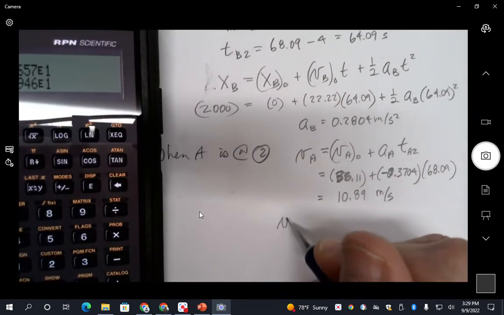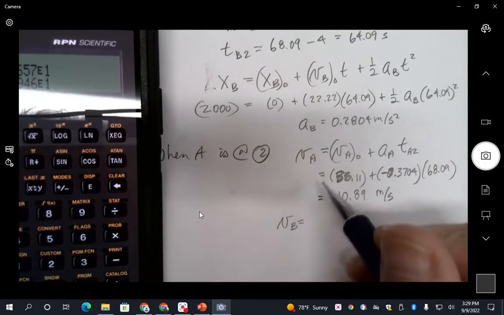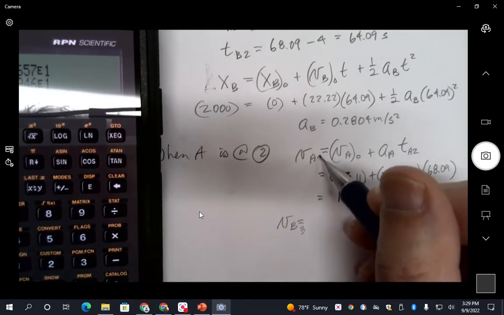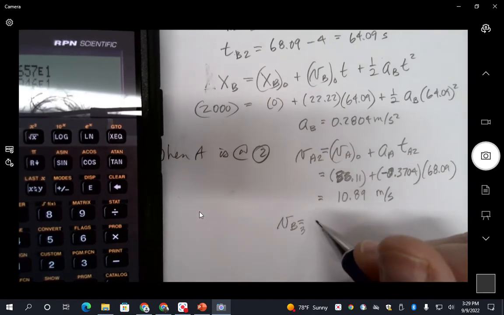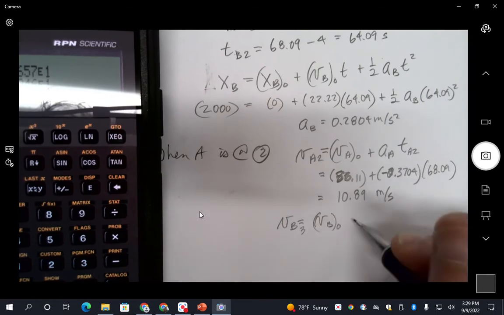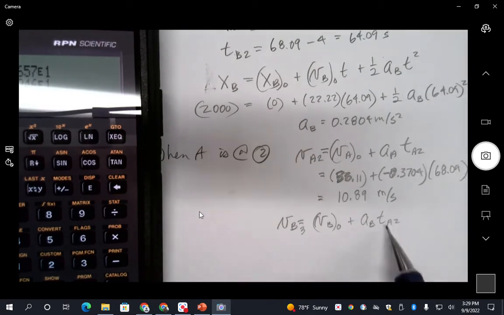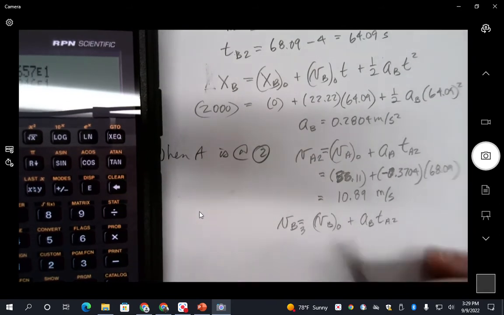But VB, and I guess this is VB at 3, and this is VA at 2, right there. VBO plus AB times T. Now this is at that time when A is at the intersection.